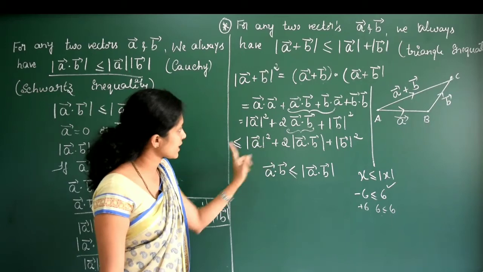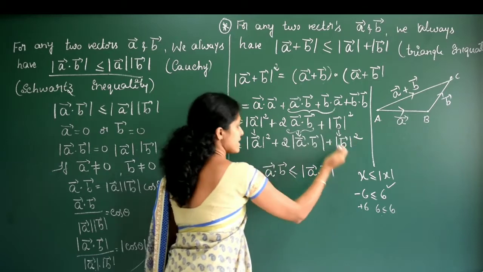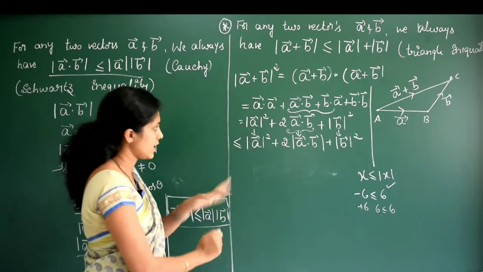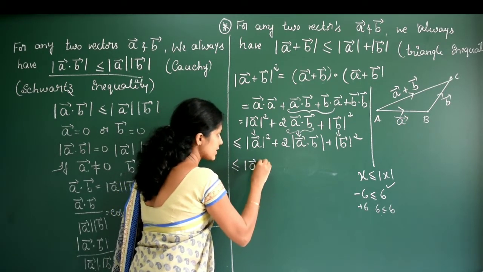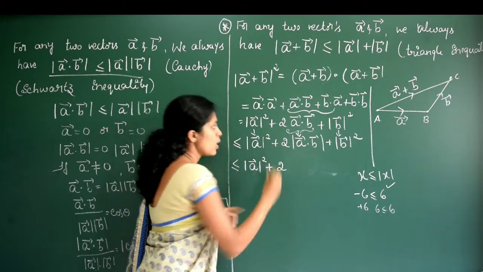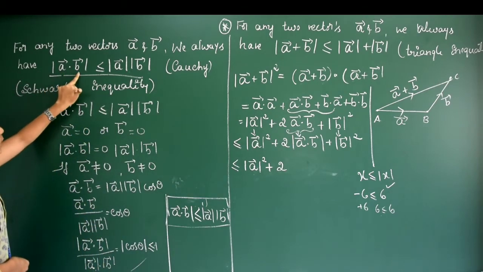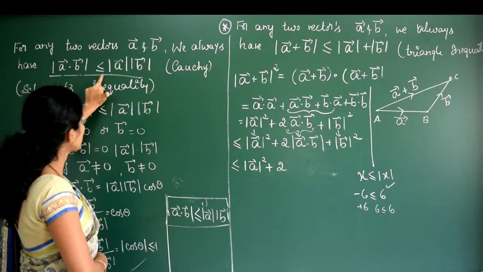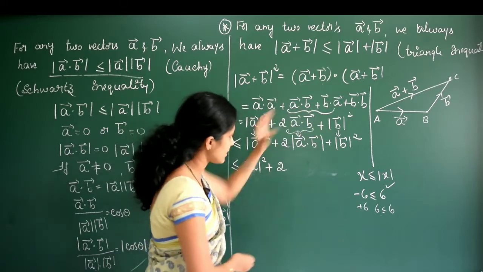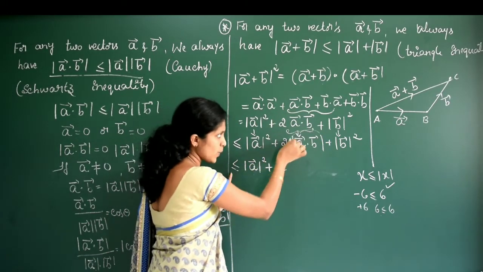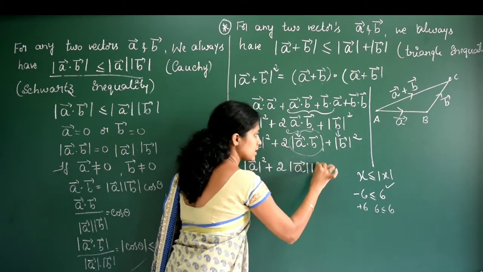So a vector dot b vector can be written as less than or equal to, this is as it is. Here we have considered the mod and this is as it is. Now see this one. Now again this can be written as less than or equal to the magnitude of a vector square plus 2 into, what about the magnitude of a vector dot b vector? Here we proved the magnitude of a vector dot b vector is always less than or equal to the magnitude of a vector into the magnitude of b vector, right? So here we can write this value as less than or equal to 2 into the magnitude of a vector into the magnitude of b vector.